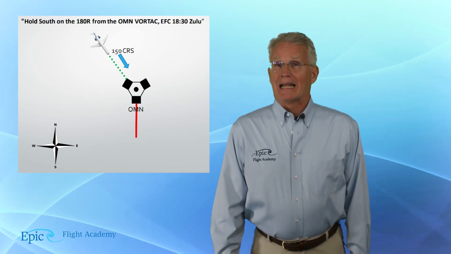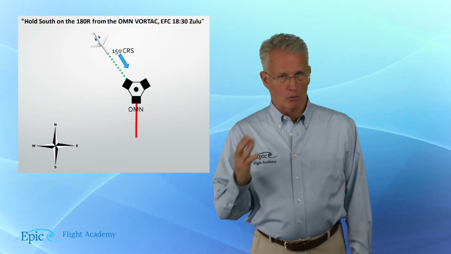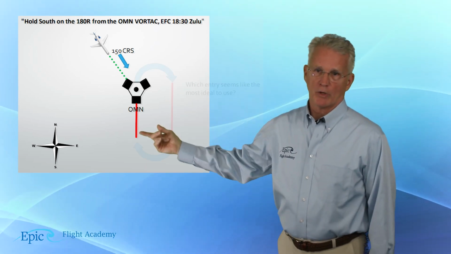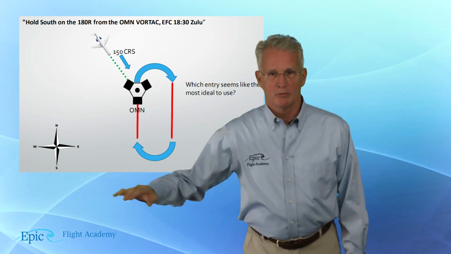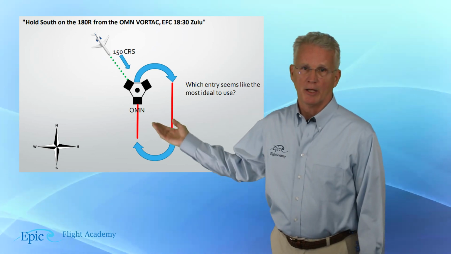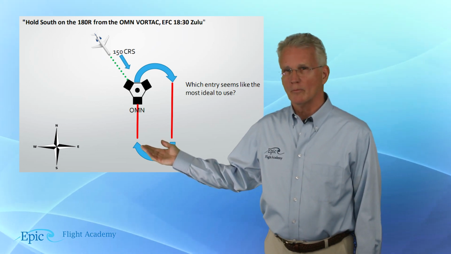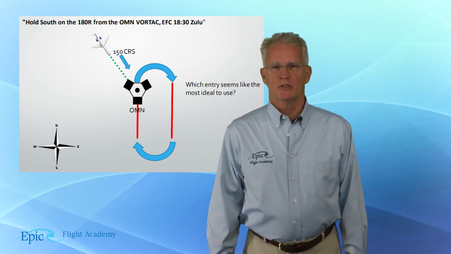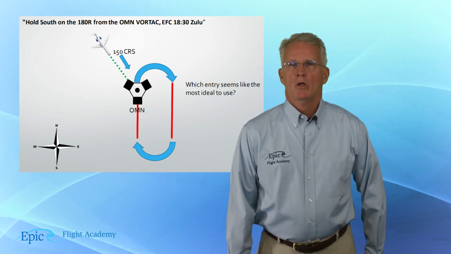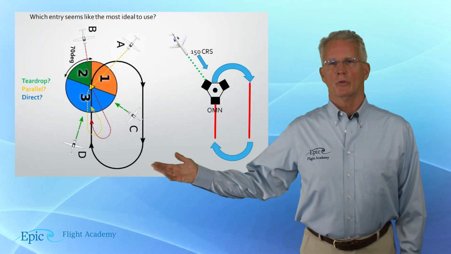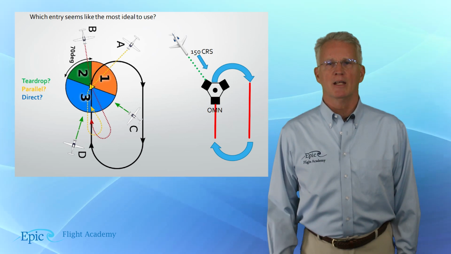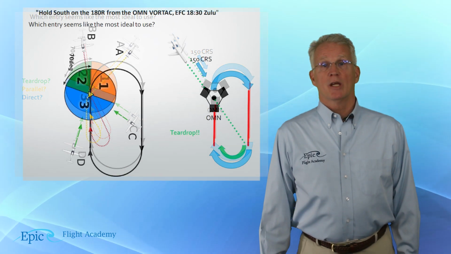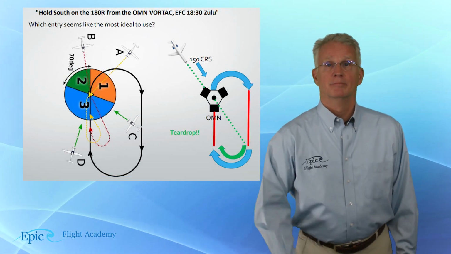Now, unless I'm instructed to turn left, we already know that standard turns are to the right. So in my mind's eye, I put in those right turns, and there's my outbound course and my right turn back to the inbound, and here I am holding south. So with this in my mind's eye, which entry seems the most ideal to use? Well, take a look here as we compare the 3 entries suggested by the FAA to the actual instruction that we're working with. And if you said teardrop, you got it.